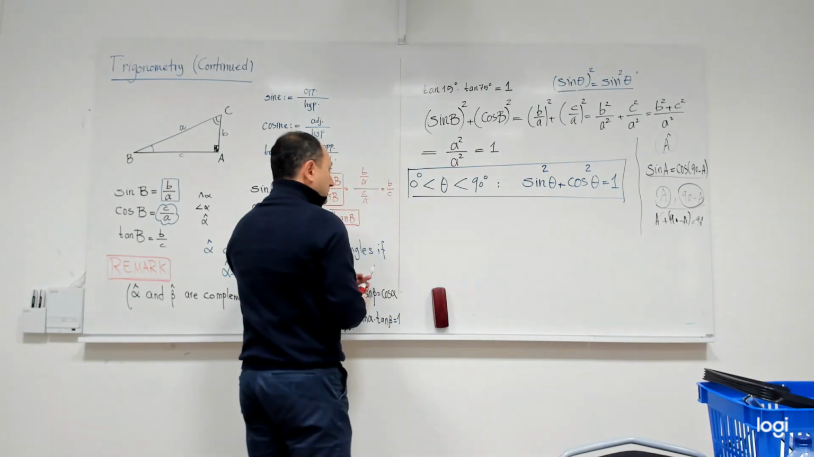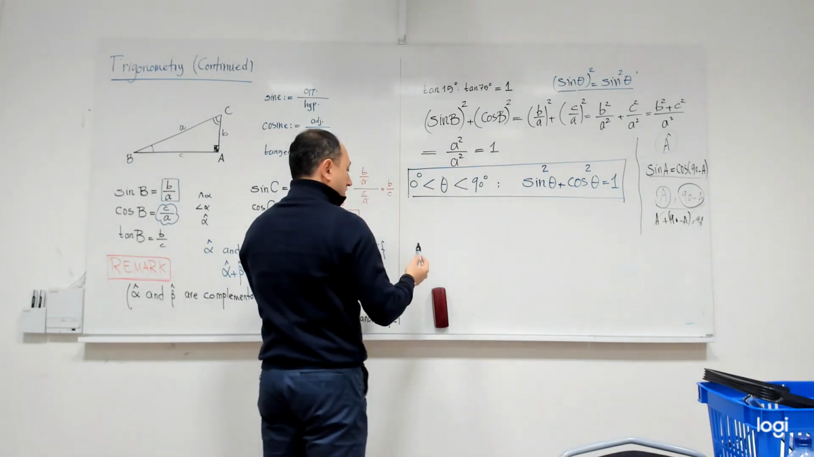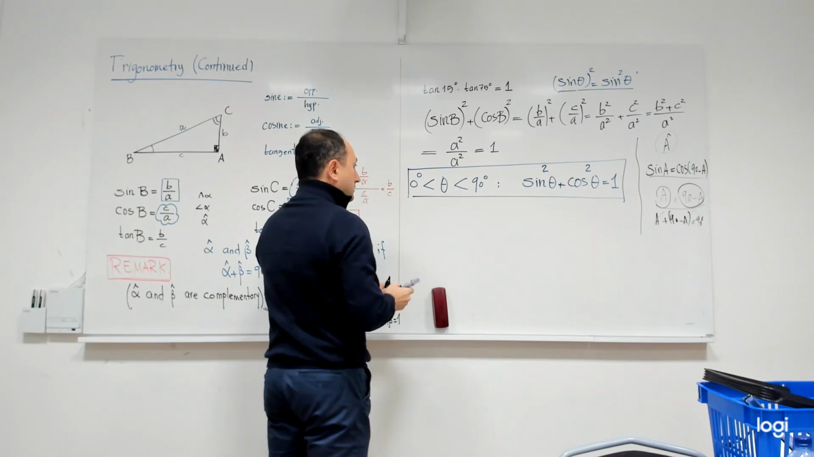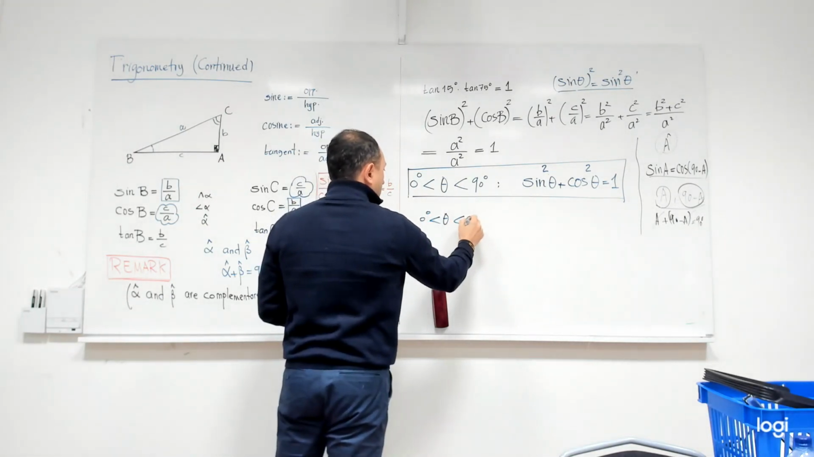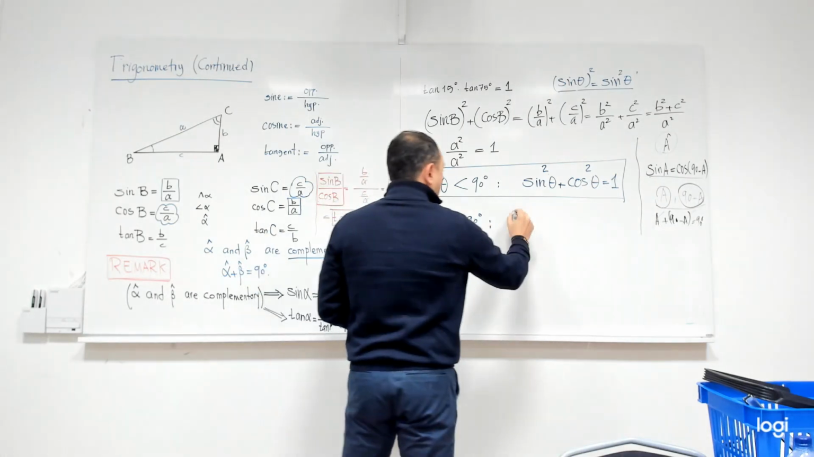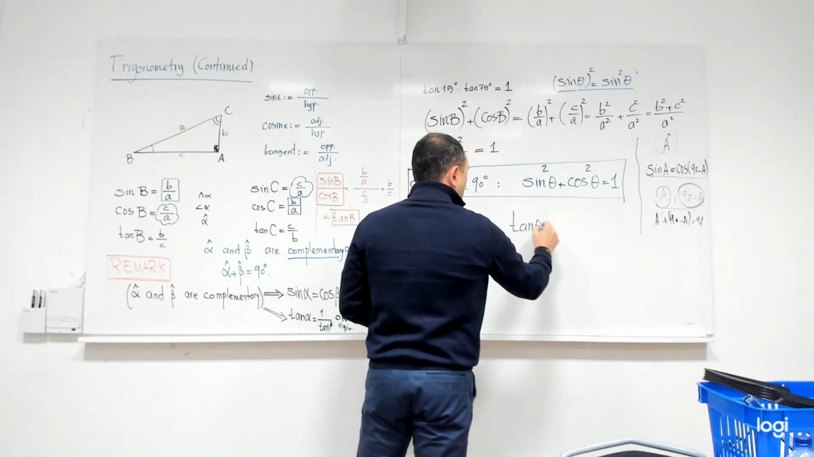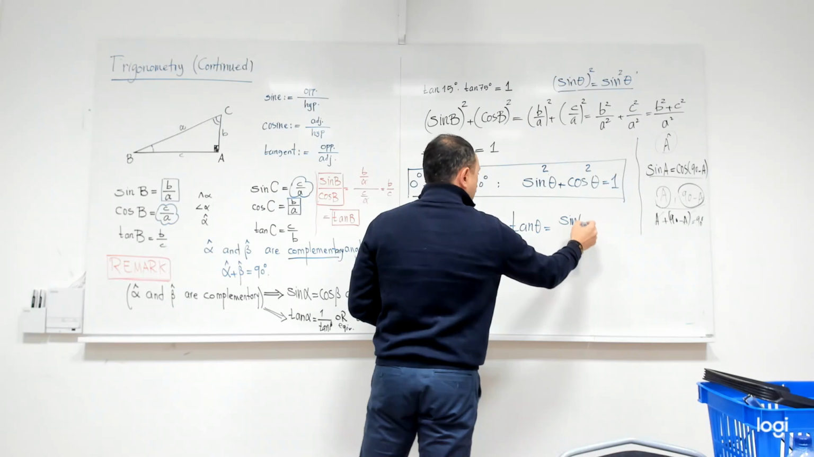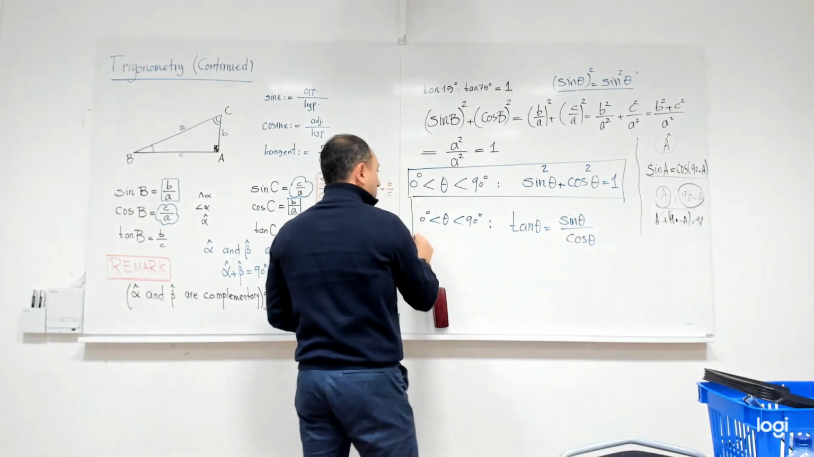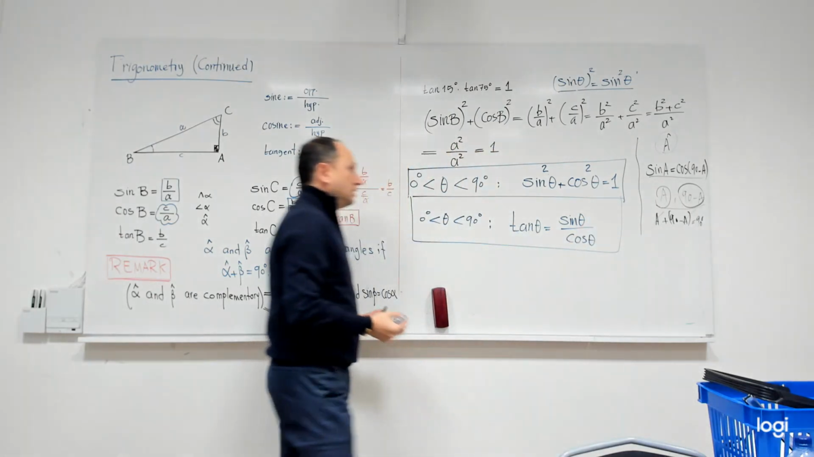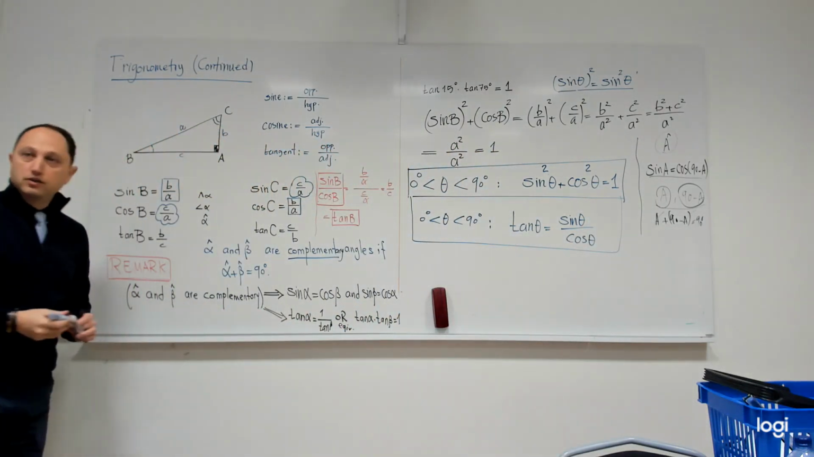So here, I would say the same thing. I would say that if theta is between 0 degrees and 90 degrees, then tangent of theta is equal to the sine of theta divided by cosine of theta. I want you to really remember these two combinations. This is not hard at all. You need to train your memory as well.